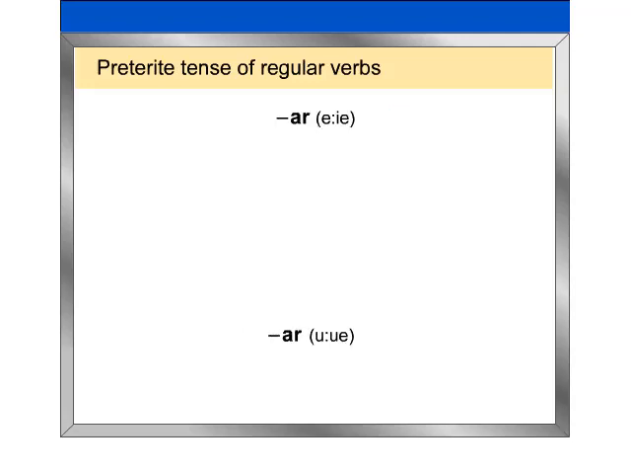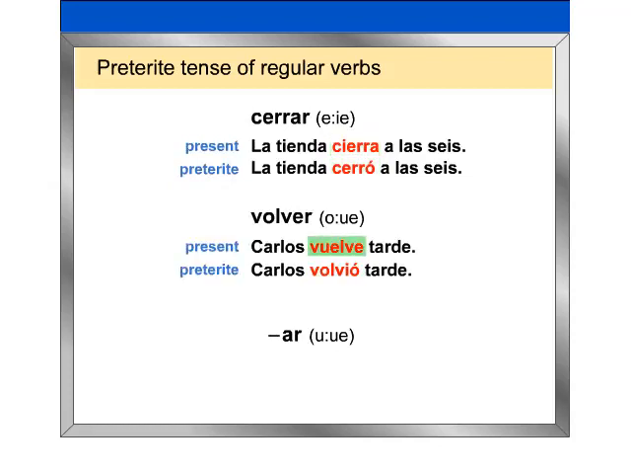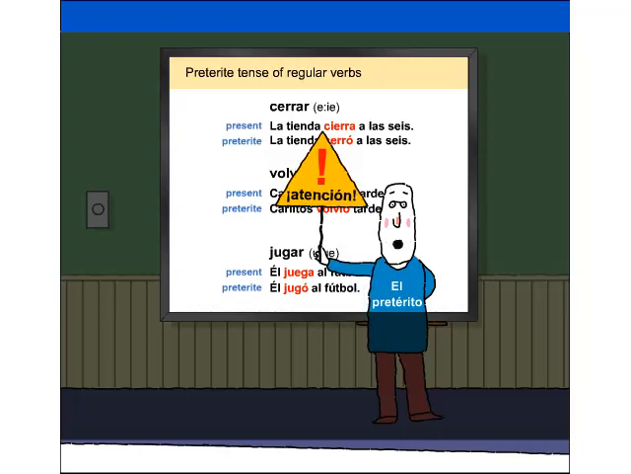Spanish AR and ER verbs that have a stem change in the present tense are regular in the preterite. They do not have a stem change. Cerrar. La tienda cierra a las 6. La tienda cerró a las 6. Volver. Carlos vuelve tarde. Carlos volvió tarde. Jugar. Él juega al fútbol. Él jugó al fútbol. Atención, esto es importante.